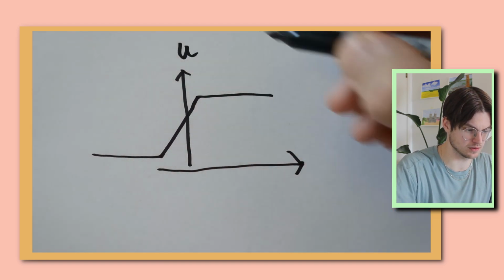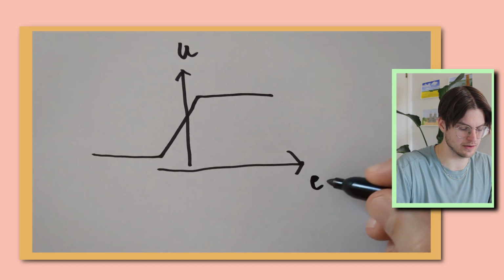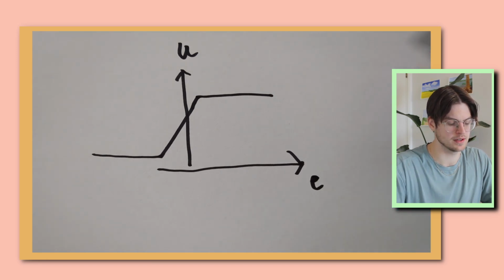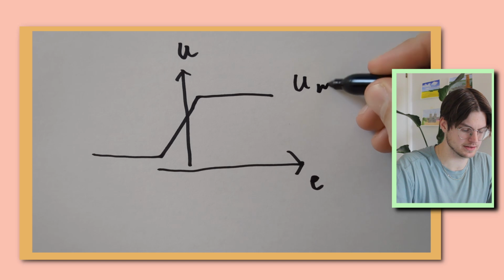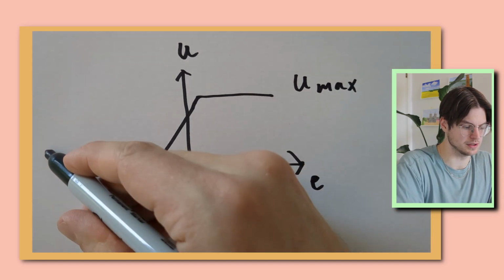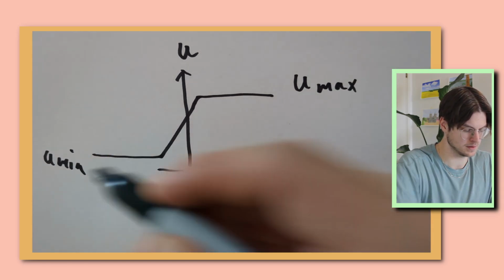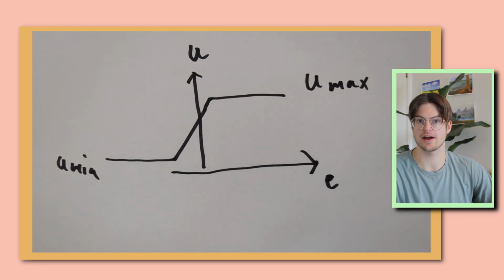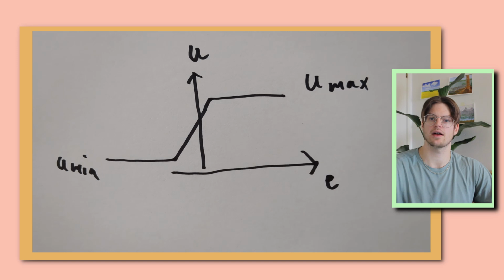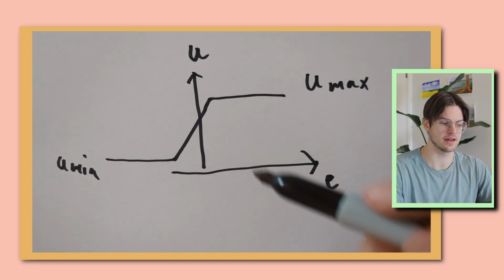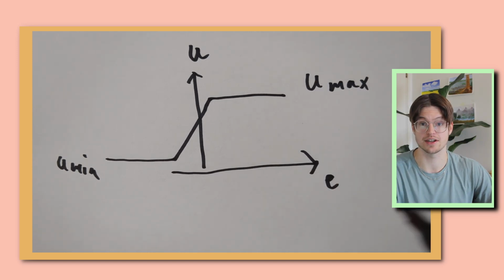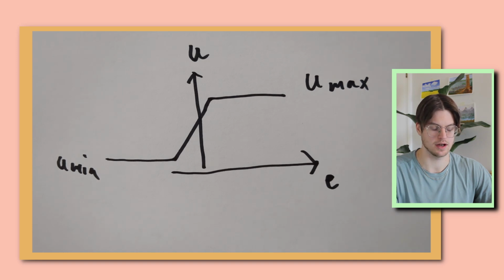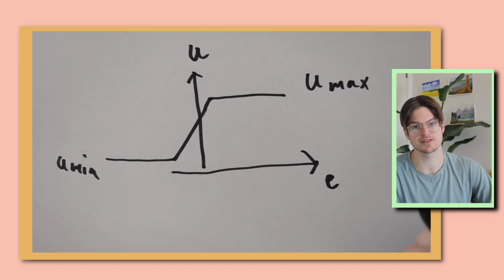Where this here is the control signal, and this is the error, E. And this would be U max and U min. So this is great, because by adjusting this in proportion to how far you get, you're not going to get any of these oscillations anymore. You'll get eventually to a constant speed.